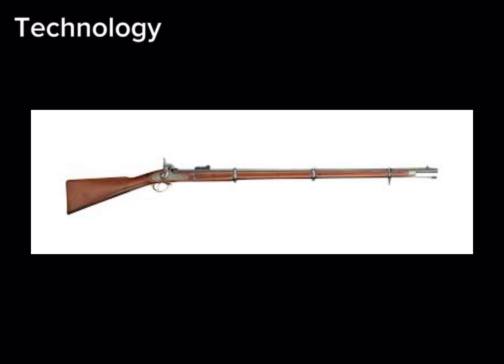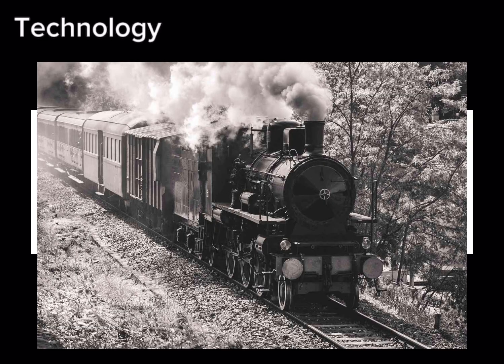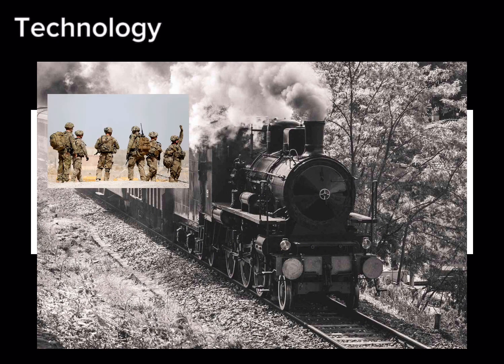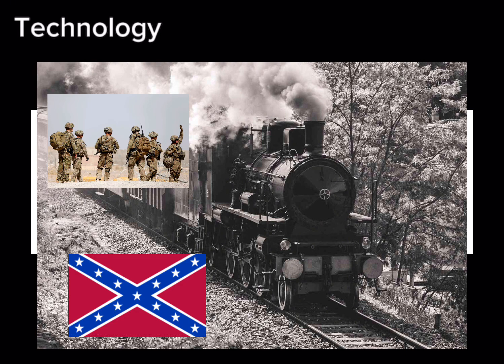Another new technological innovation was the railroads. The railroads carried troops to places they wouldn't have been able to go on foot, not to mention supplies. In 1862, Confederate forces used railroads to concentrate troops for the Battle of Chickamauga, achieving a big victory.